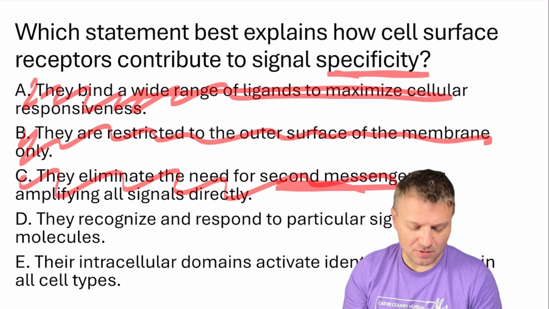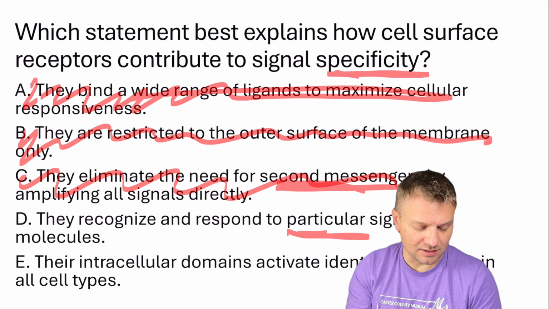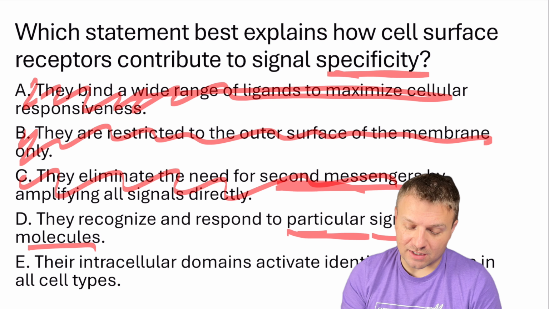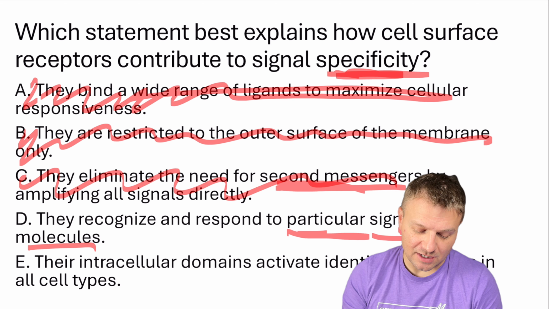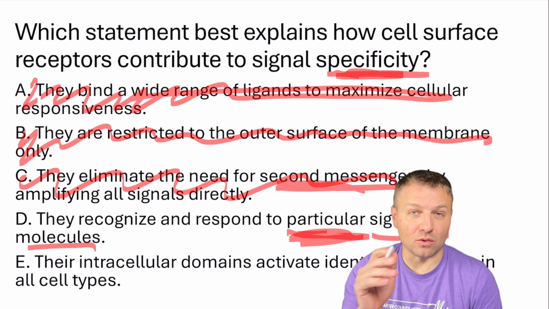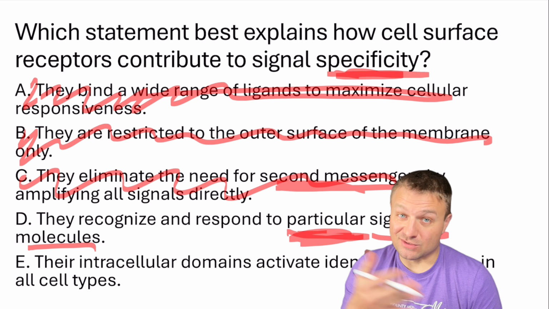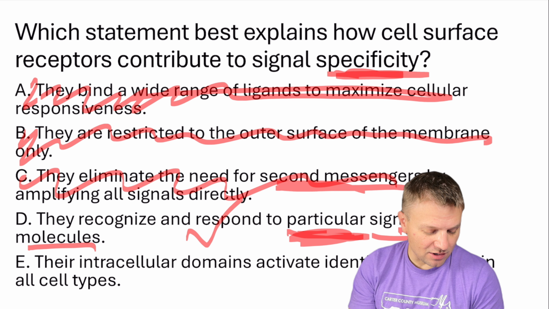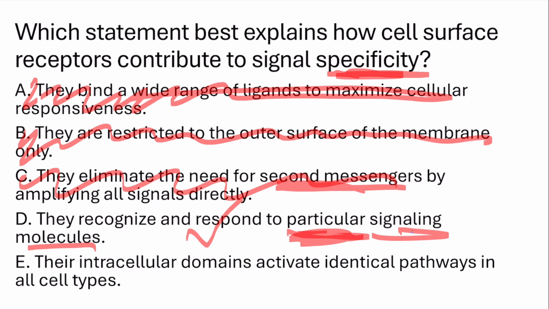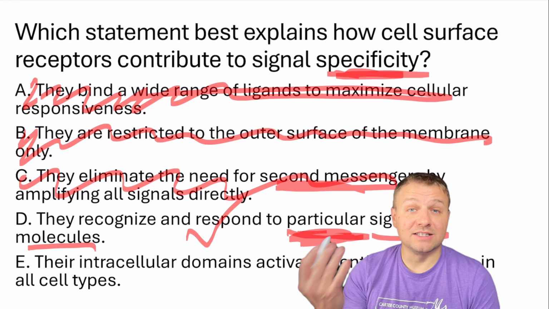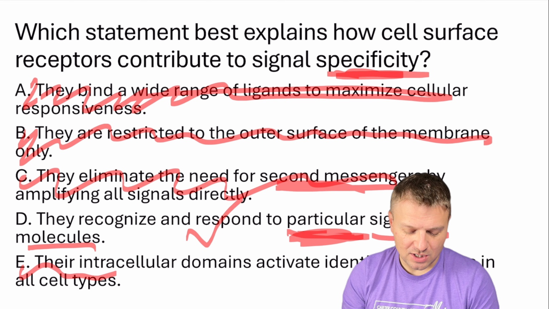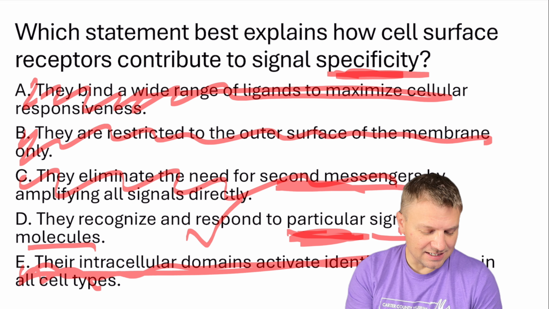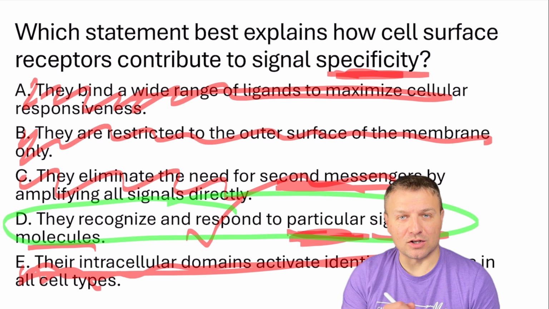D, they recognize and respond to particular signaling molecules. That sounds right. Specificity is specific. They are specific to particular signaling molecules. That sounds right. Let's make sure E isn't better. E, their intracellular domains activate identical pathways in all cell types. No, that's absolutely wrong because they're going to have different pathways in different cell types. So E is wrong. D in this question is the right choice.